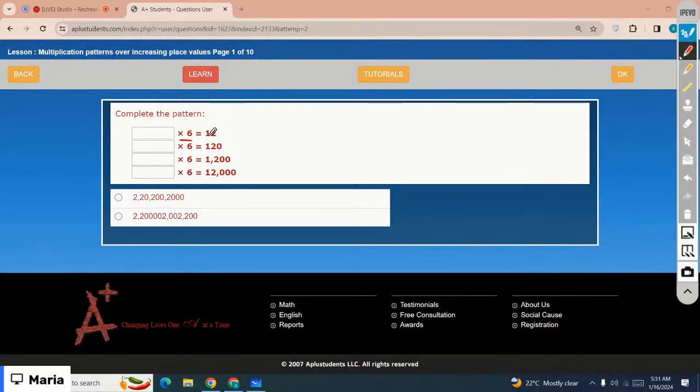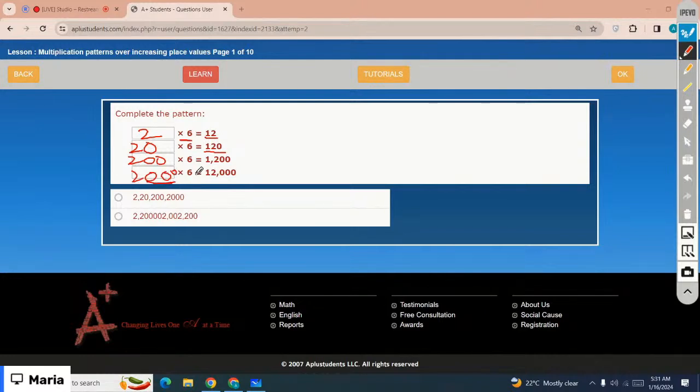So first look here. 6 times what number is 12? 6 times 2 is 12, right? Then you have 6 times what number is 120? 6 times 2 is 12, and you have a 0. That is 6 times 20 equals 120. Got it? Then yes, that is 6 times 200, and then 6 times 2000.